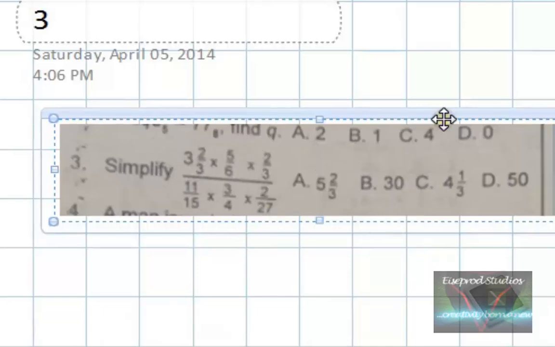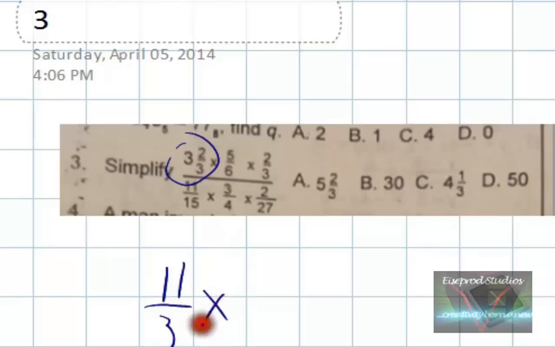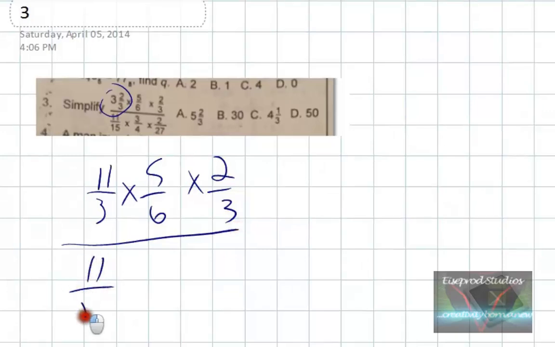So here we have question 3, and it asks us to simplify, and it has several fractions included, and there's multiplication and division. There's probably about 4 simple steps that you can use to solve this problem. The first one would be to change this from a mixed number into an improper fraction. Remember that you would multiply this whole number times the denominator. So 3 times 3 is 9, and then you add the numerator. So that's 11, and then you put it back over the denominator.